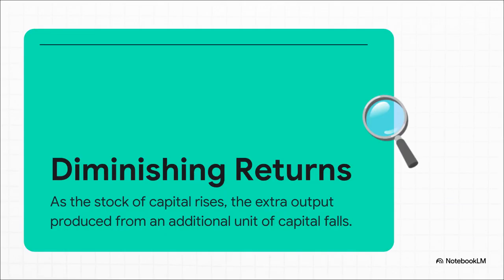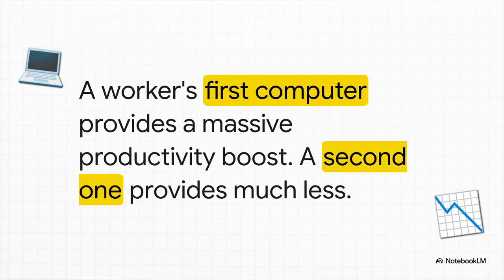But here's the catch. You can't just grow like crazy forever by just piling on more and more capital. There's this crucial economic idea called diminishing returns. It means that the more capital you already have, the smaller the boost you get from adding one more piece of it. This is the perfect way to think about it.